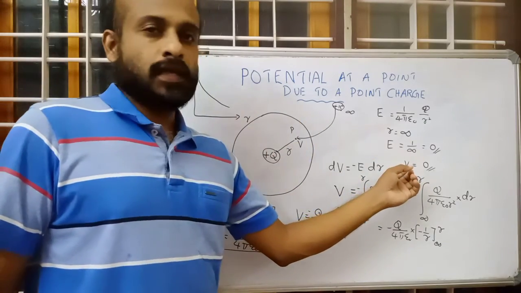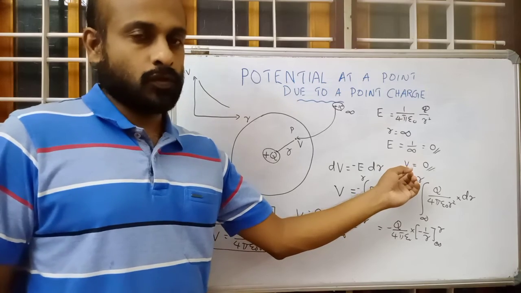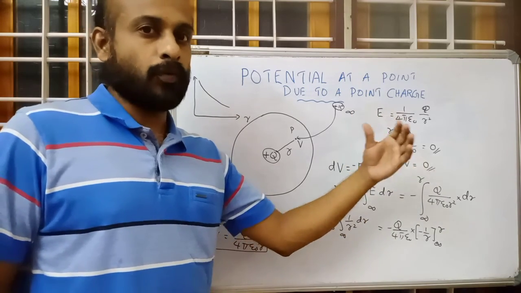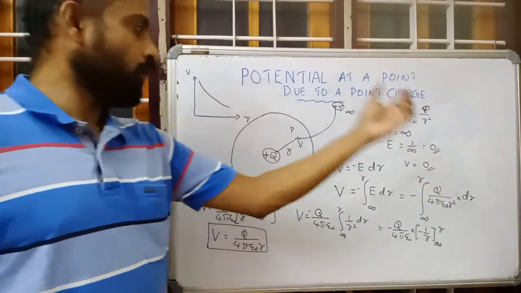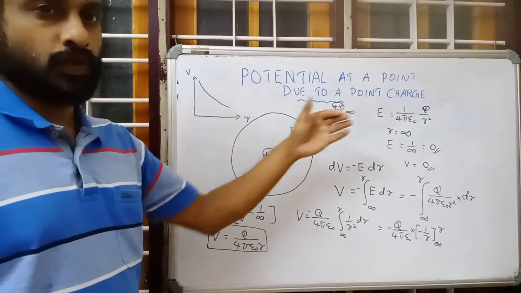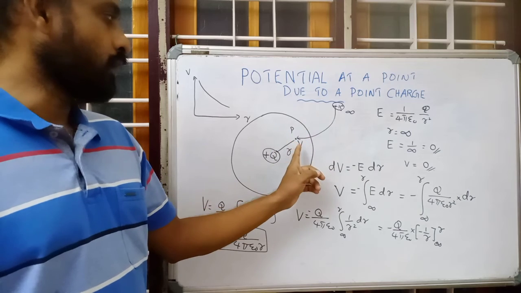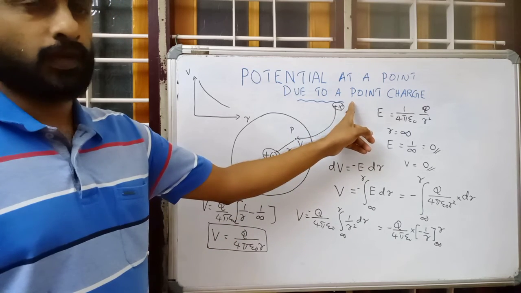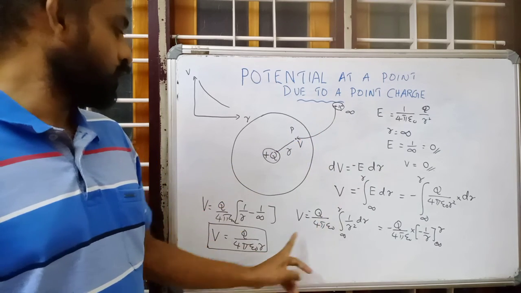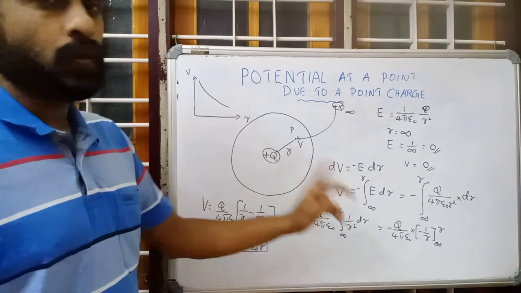Potential at infinity is considered to be 0. So we are bringing the charge from a point where potential is 0 to a point where potential is not 0. So we will find the potential difference. Potential difference means potential at the point minus potential at infinity. Potential at the point, we have got a value to be Q by 4 pi epsilon 0 r.